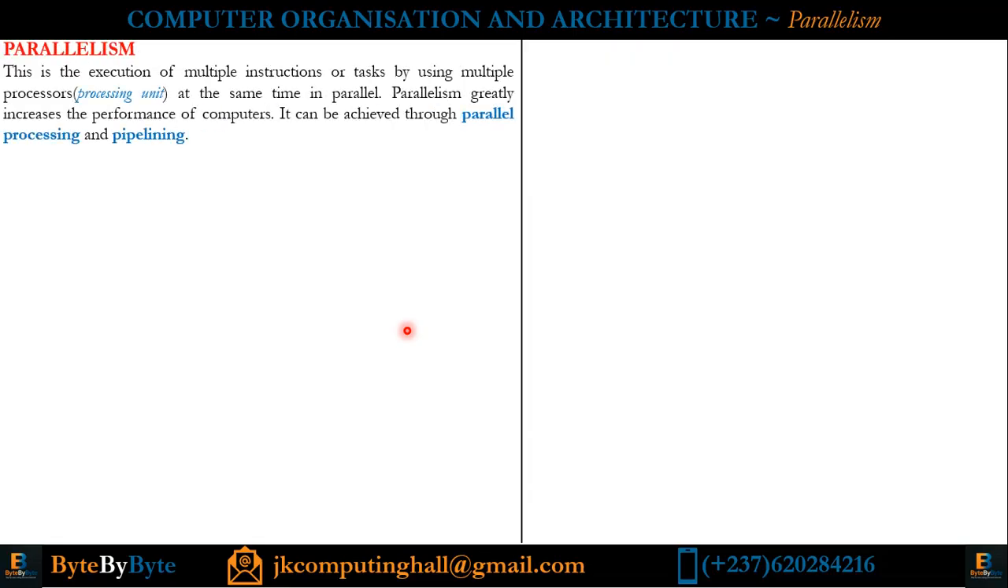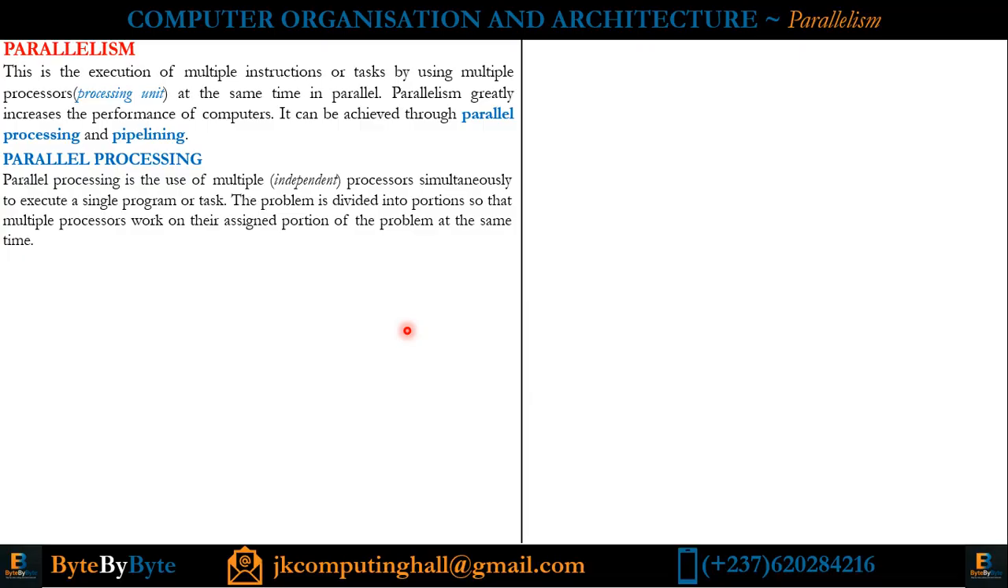Parallelism. This is the execution of multiple instructions or tasks by using multiple processors or processing units at the same time, in parallel. Parallelism greatly increases the performance of computers. It can be achieved through parallel processing or pipelining. So the two ways by which a computer can perform parallelism are either through parallel processing or through pipelining.